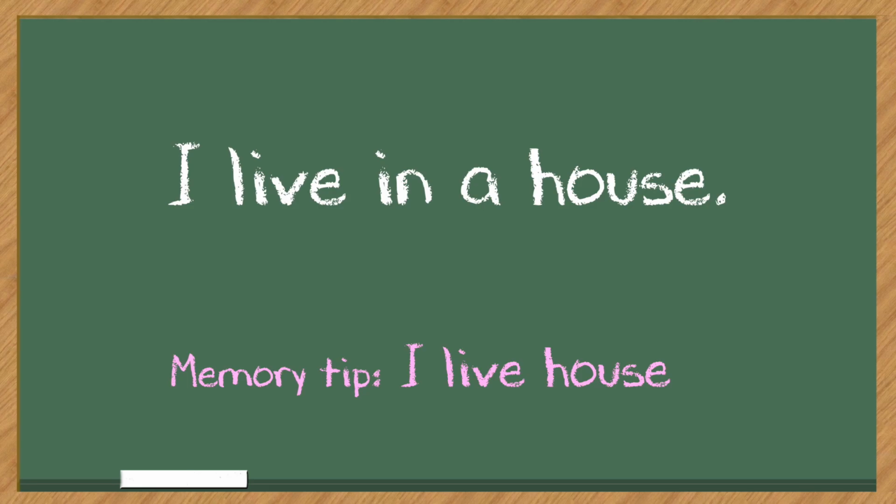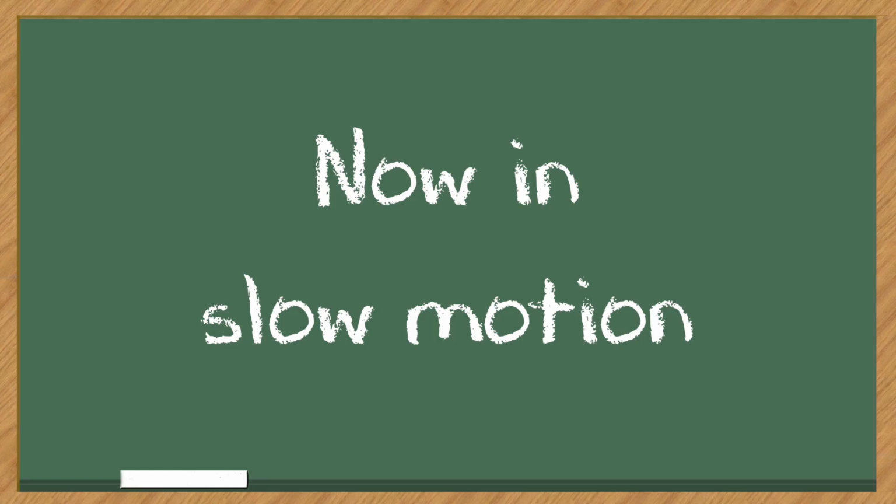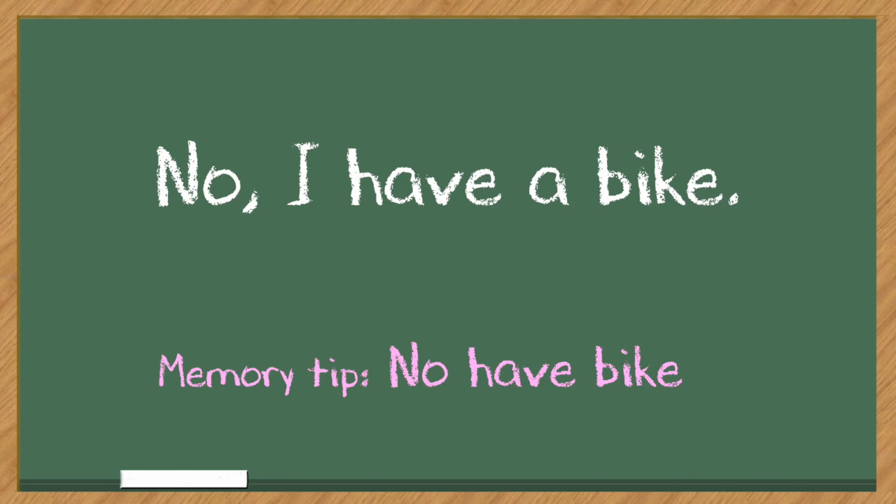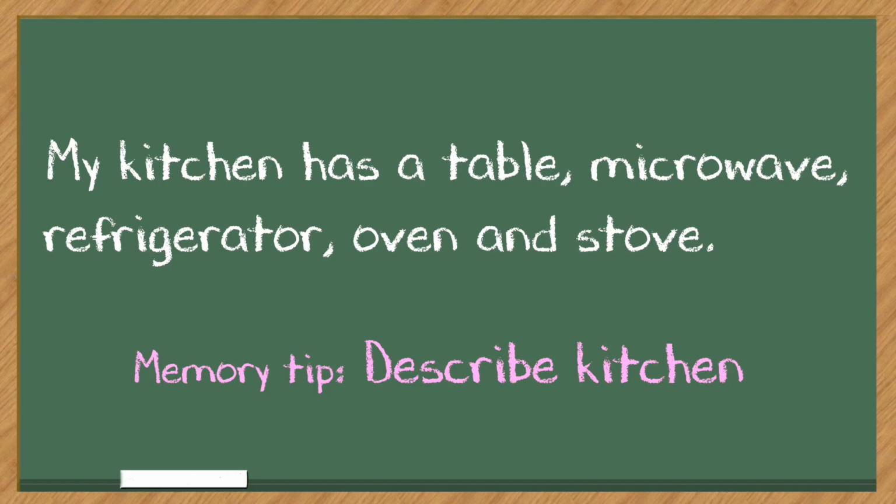I live in a house. Do you have a car? No, I have a bike. My kitchen has a table, microwave, refrigerator, oven, and stove.